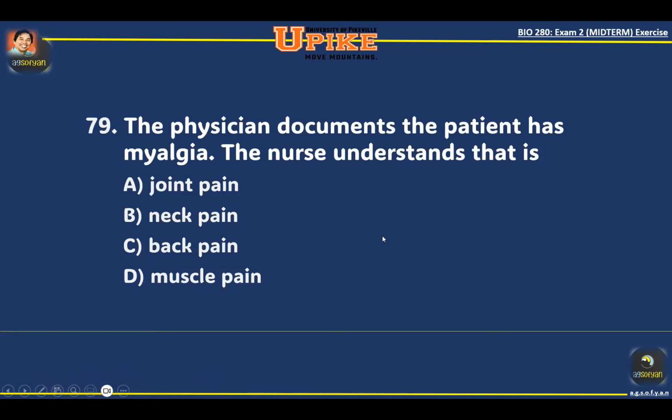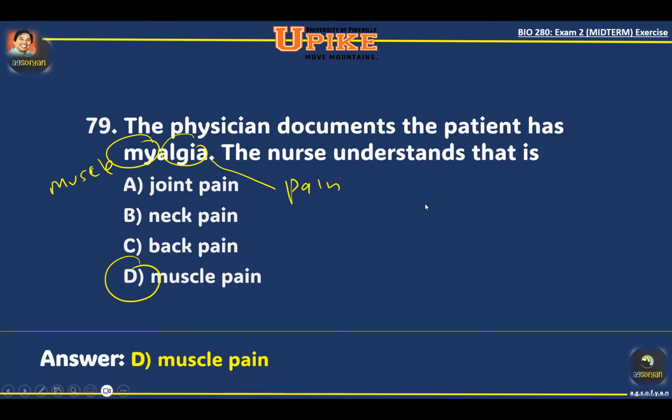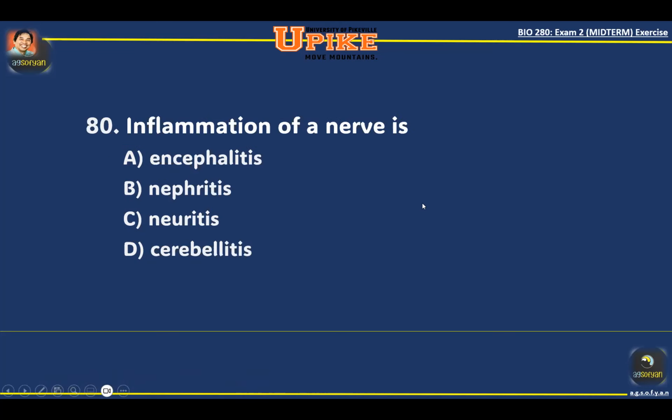The physician documents the patient has myalgia. So algia means pain, myo means muscle. They combine together, so it's going to be muscle pain. Inflammation of nerve. Nerve is neurons, related to neurons. So inflammation is itis. You just combine neuron and itis, and it's going to be neuritis.